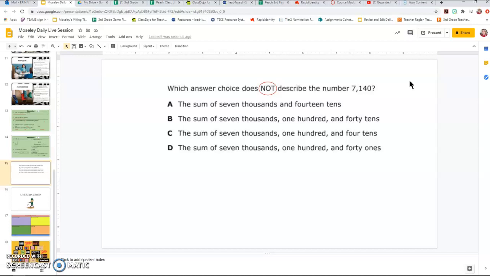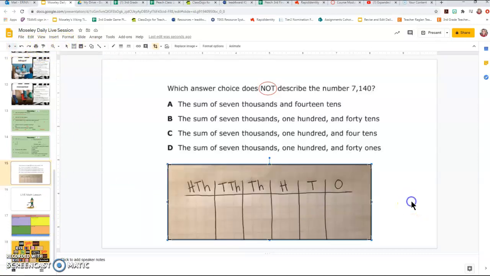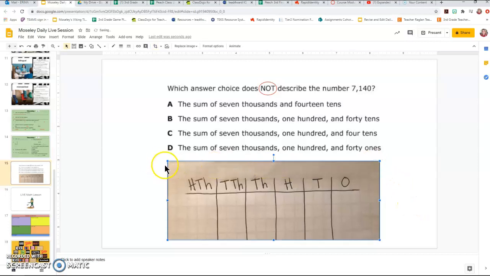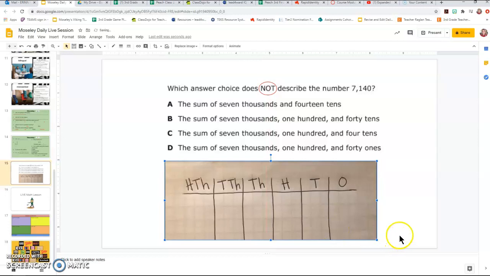If you have a pencil and paper and you want to write any of this down, I would probably do so because that is going to be very helpful. Okay, A says the sum of 7 thousands and 14 tens. So let's draw that out. Here's my place value chart that we're going to use. If you need time to draw a place value chart, go ahead and pause the video, draw it, and then click play.